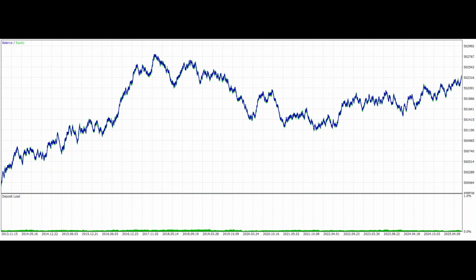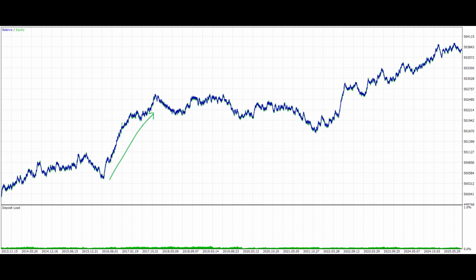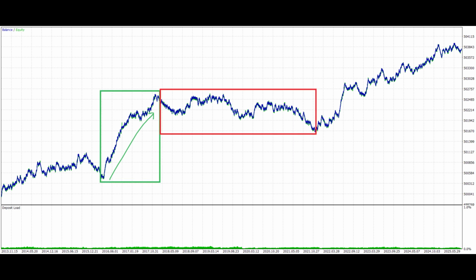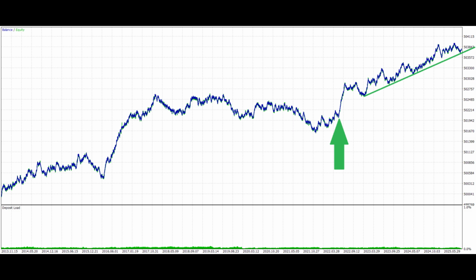This is the equity curve of our backtest. In the middle of 2016, we saw a great upward move. That move was followed by some semi-bearish moves. Finally, it broke out of the bearish channel, and actually it was a bearish range, and started moving up again. Specifically, around March of 2022, another great upward move, pure profit, was seen.